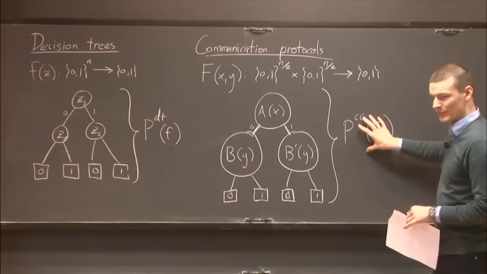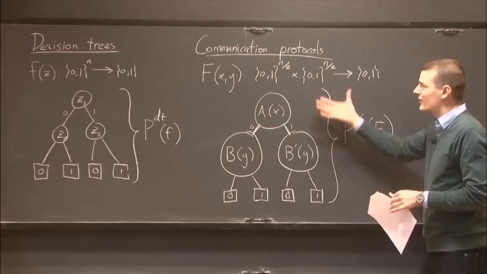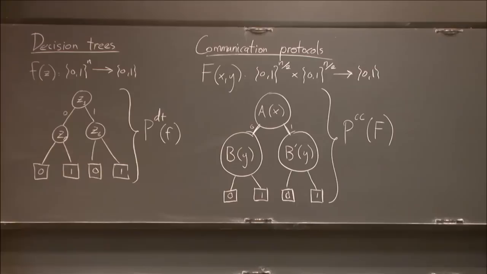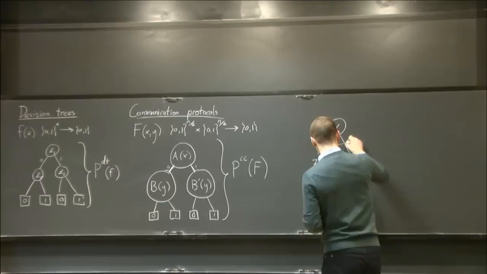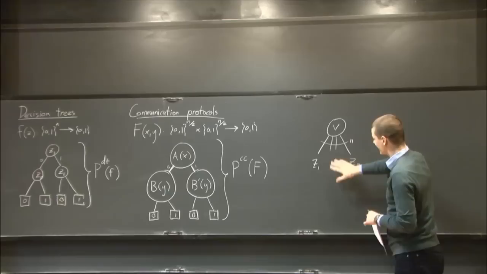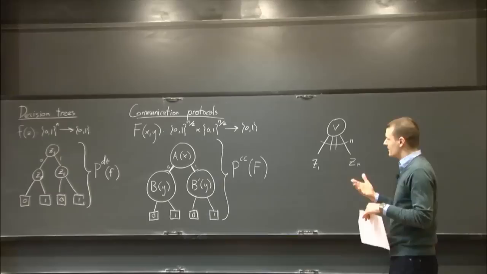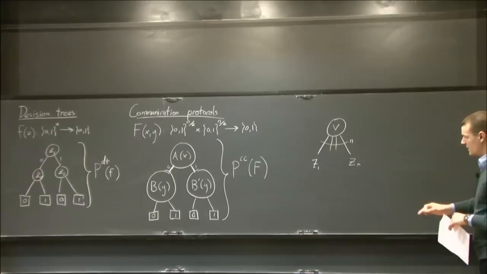And it's easy to come up with functions where communication protocols are much more powerful than decision trees. A silly example is, if you look at the OR function on n input bits. If you're a deterministic decision tree, you really have to read all the bits. I mean, what if you read bits and they just come out 0, 0, 0? You don't know whether there's a 1 input until you've read everything. So the query complexity here would be n.